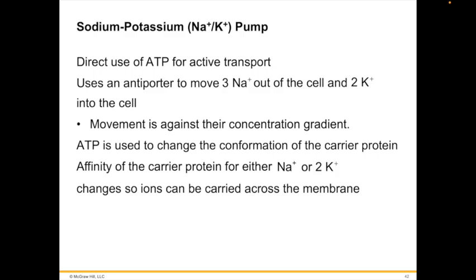You can see that in figure 5.14. This carrier protein uses the energy stored in ATP to move these two ions. In this case, the energy is used to change the conformation of the carrier protein, which changes its affinity for either sodium ions or potassium ions. This is an excellent illustration of how subtle changes in the structure of a protein affect its function.